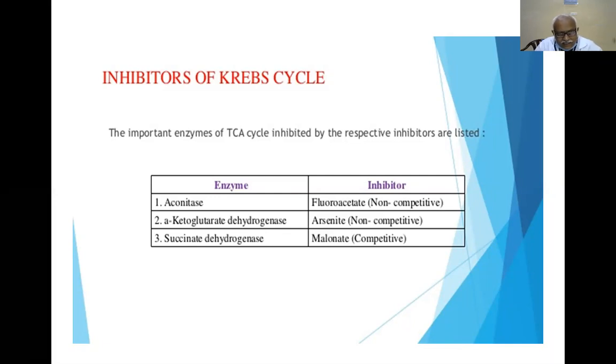So in these endemic areas of fluoride rich water, the people will get away with the fluoroacetate non-competitive inhibitor, and aconitase will be saved. And the other thing is alpha-ketoglutarate dehydrogenase. For this we have arsenic. For this we don't have any escaping mechanism. Arsenic is very much present in all the earth crust.